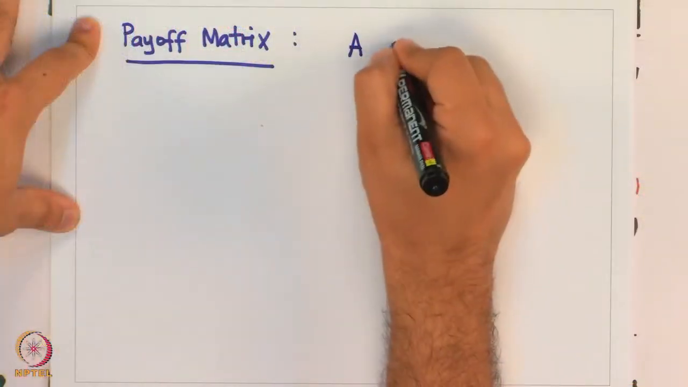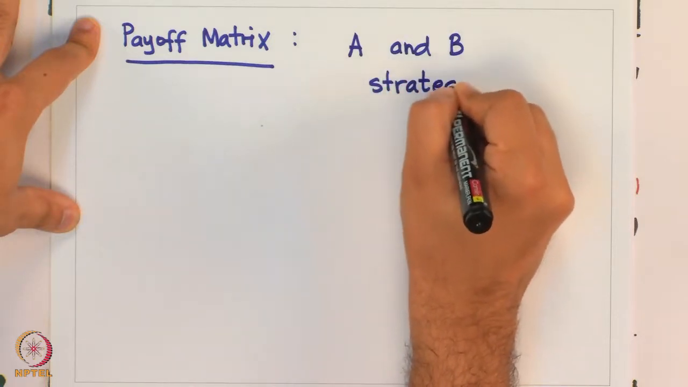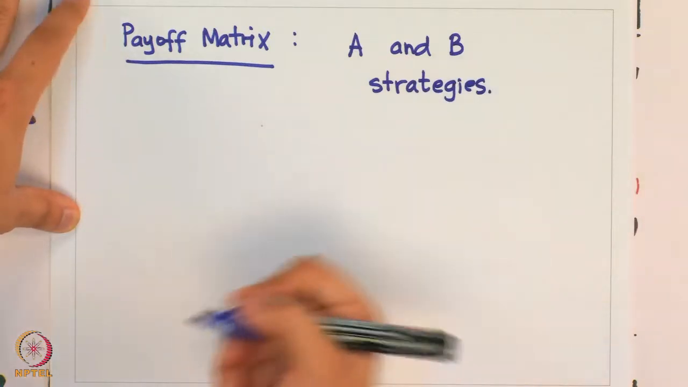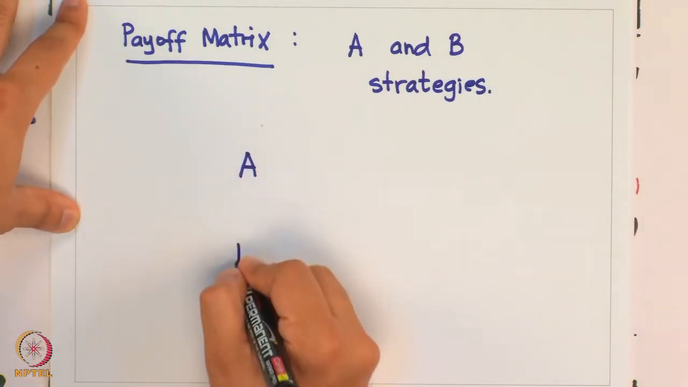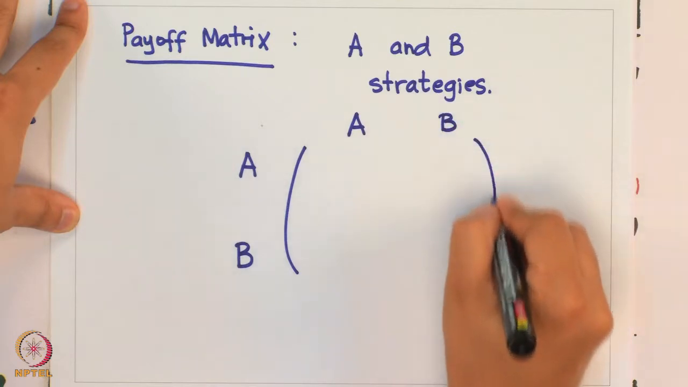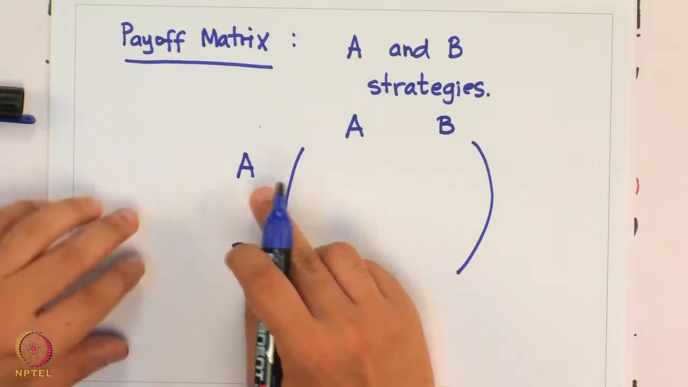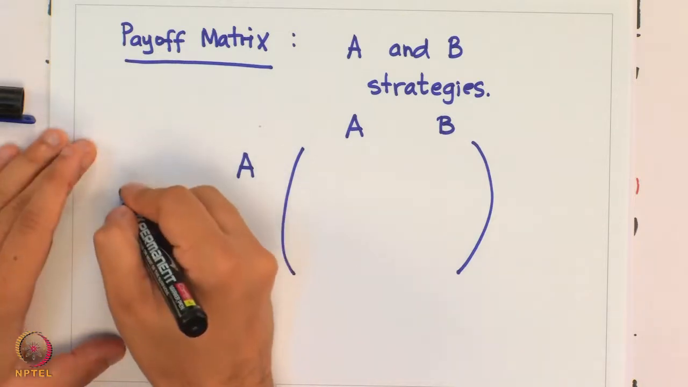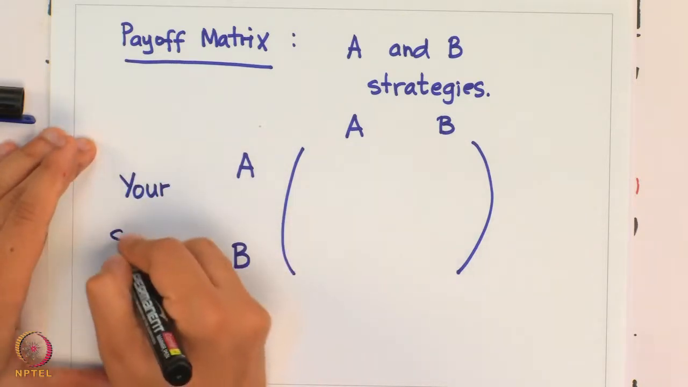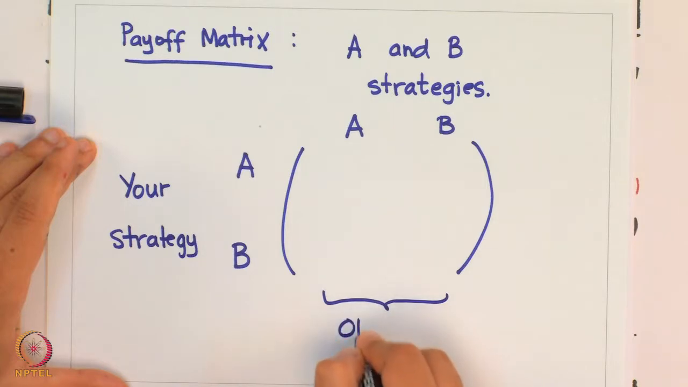Let's imagine that you have a two-player game, and the strategies which are available to the two players are called strategy A and strategy B. These are the two strategies that are available to the two players. And the payoff matrix is defined as the following. You have strategy A and B competing against strategy A and B. And the way it's defined is, let's say the rows are your strategy, and the columns represent the opponent's strategy.